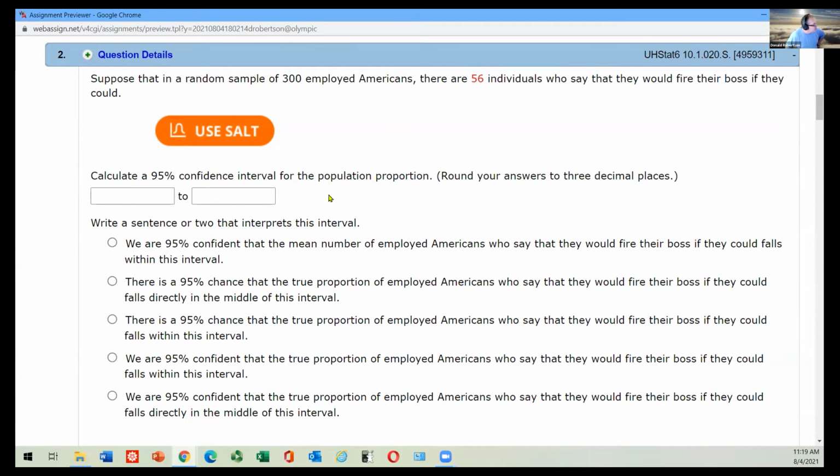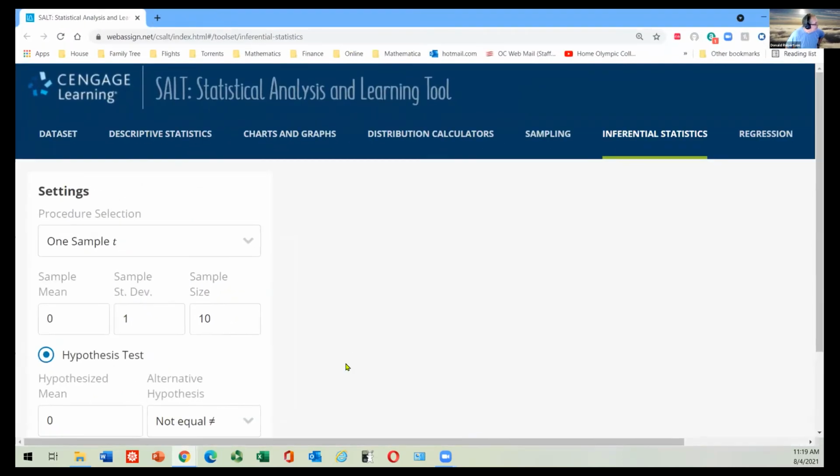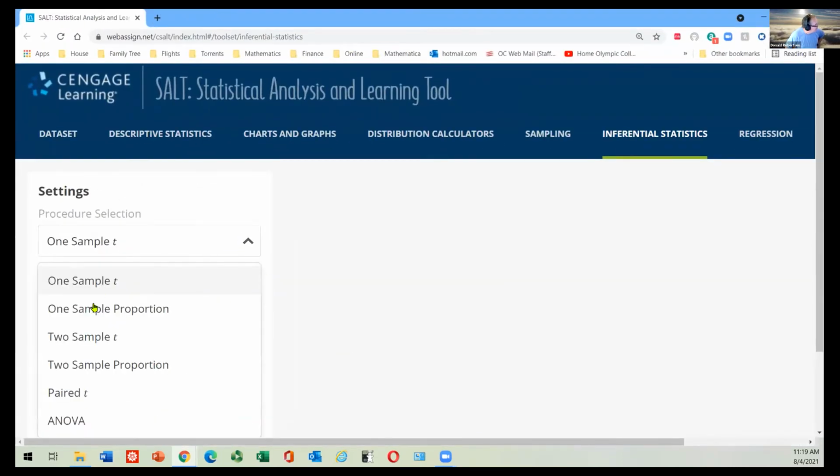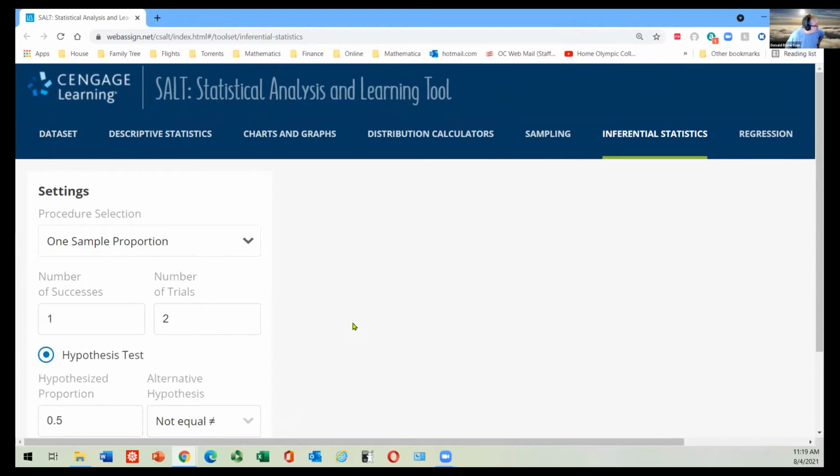In fact, in this question, would you agree I'm pretty much good to go? It should only take me less than a minute to do the answer, right? 56 out of 300, 95% confidence interval. Okay, click in. I'm going to move this over. Remember to make it one sample proportion, and 56 out of 300.